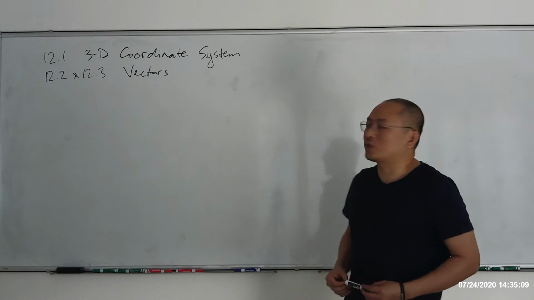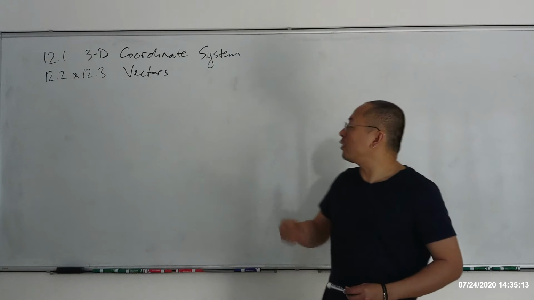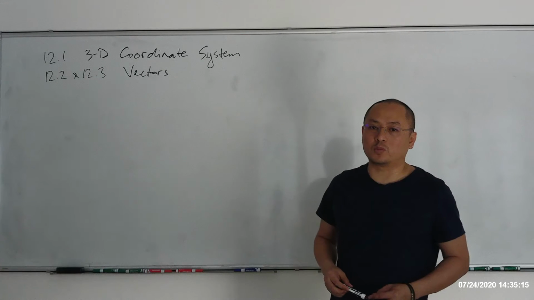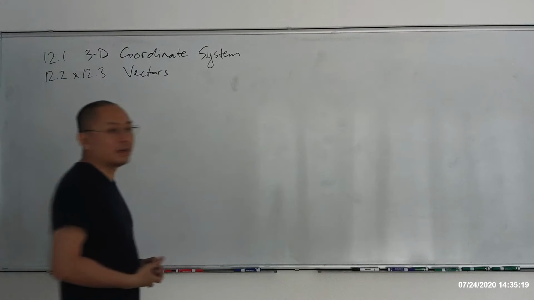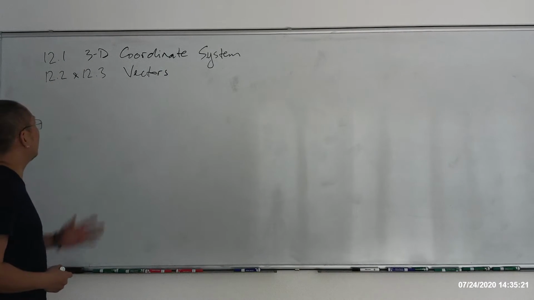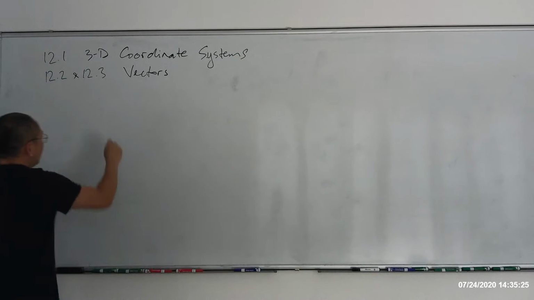So in order to study 3D, meaning three-dimensional space, sometimes I'll relate it back to 2D, two-dimensional space. It's going to be easier for you to link and then study three-dimensional space. So first, let's start with the coordinate system in 3D. Okay? So let's recall what you learned before in 2D.